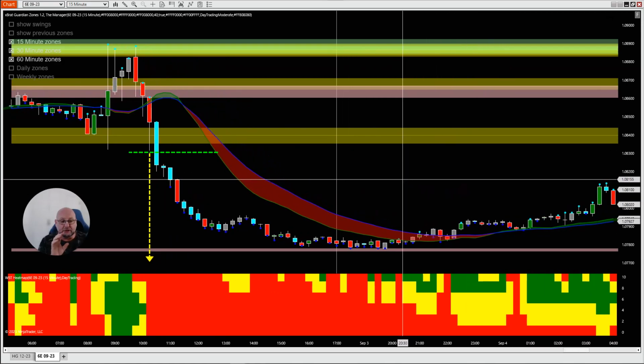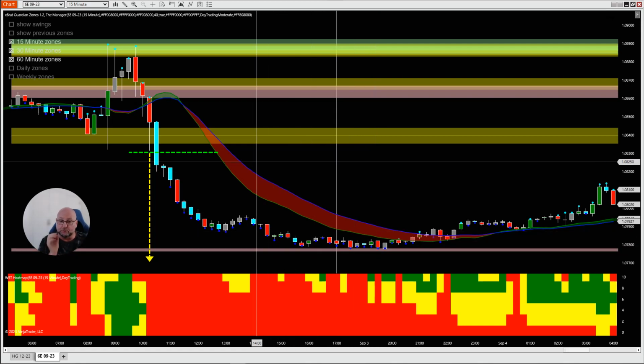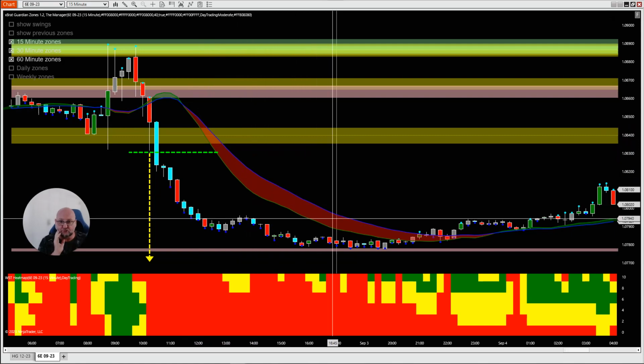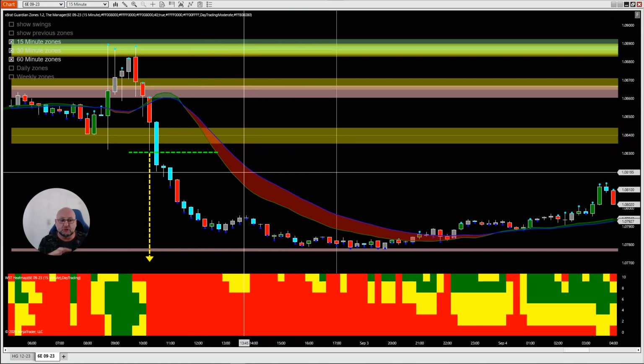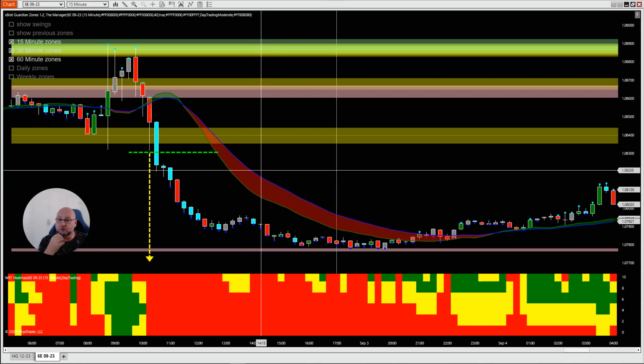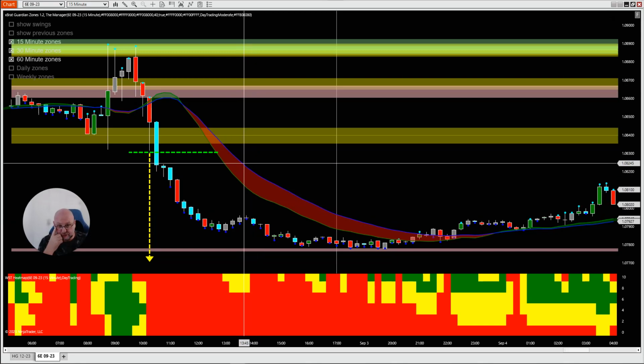Now, it does hit the 60-minute zone, which in theory is our target, and we can take profit, but we do also have the manager here to help us manage this trade. So at the moment, this is on day trading moderate. You can put it on conservative, you can put it on aggressive, to be more aggressive with those stops.